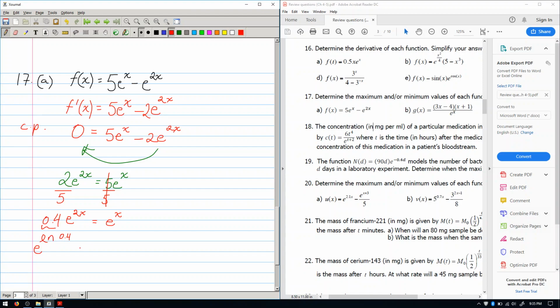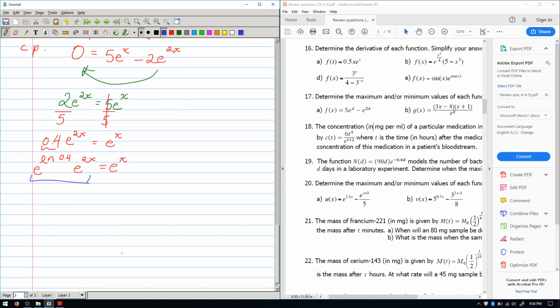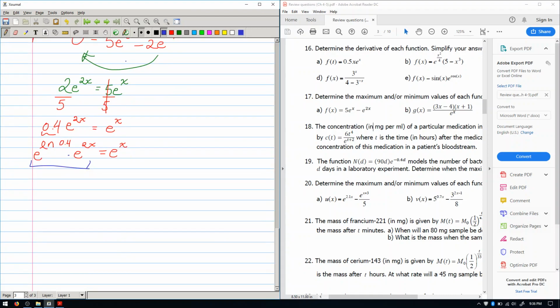So e to the ln 0.4 is the same thing as saying 0.4. I can combine these two terms by adding the exponents, because notice this is a multiplication of two powers. So I get e to the ln 0.4 plus 2x equals e to the x, and then I just cancel out the bases, and I get my equation: ln of 0.4 plus 2x equals x, and then I can isolate.